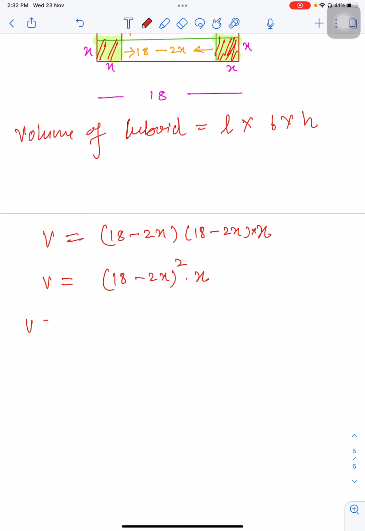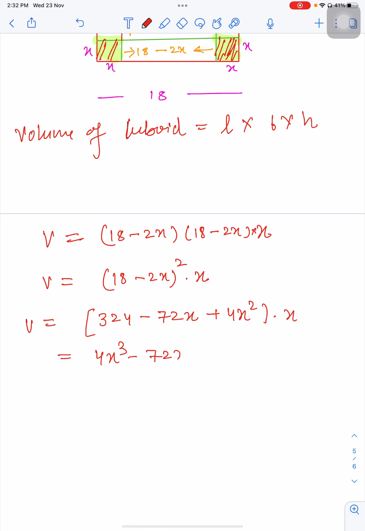So step 1 is clear. We'll expand this. This will be 18 square, which is 324, then 18 2s are 36, 2s are 72x. Using the (a minus b) the whole square formula, we expand it and multiply by x. So this will become 4x cube minus 72x square plus 324x.